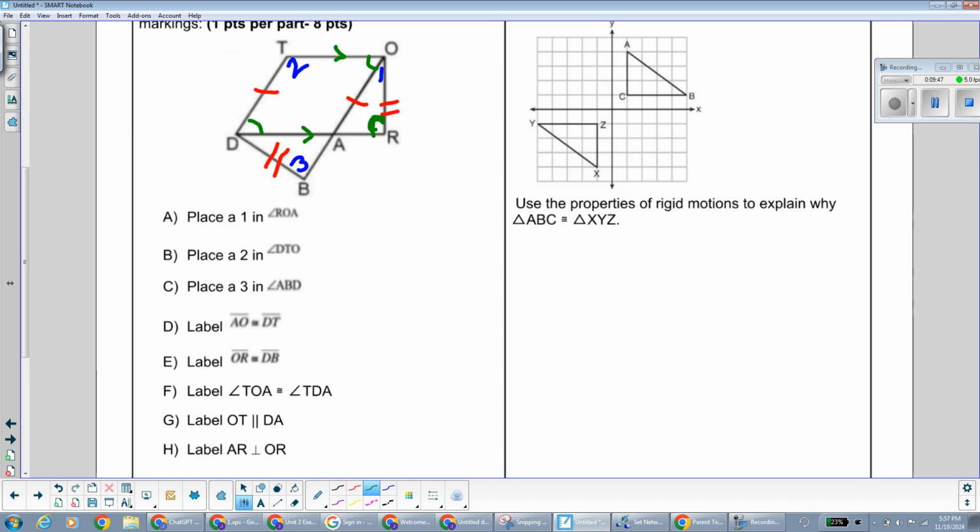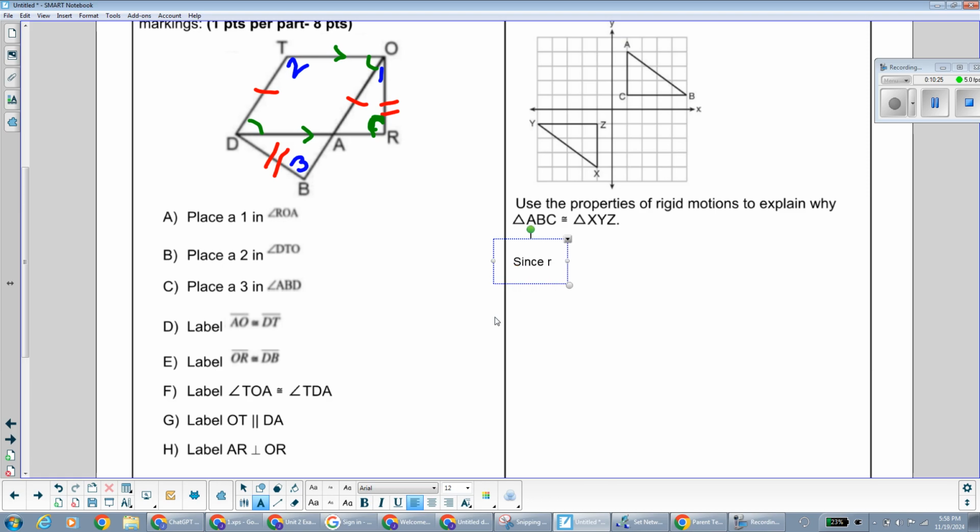Okay. Use the properties of rigid motions to explain why the triangles are congruent. You can't just say reflections happened. You need to use properties of rigid motions. So you might have realized that two reflections could have been used here to map the triangles onto each other. If you're going from this triangle to this triangle, one possibility is a reflection over the x-axis followed by a reflection over the y-axis. So I'm going to use that in my answer, but I do also have to mention what I know about rigid motions or rigid transformations in order to answer the question.